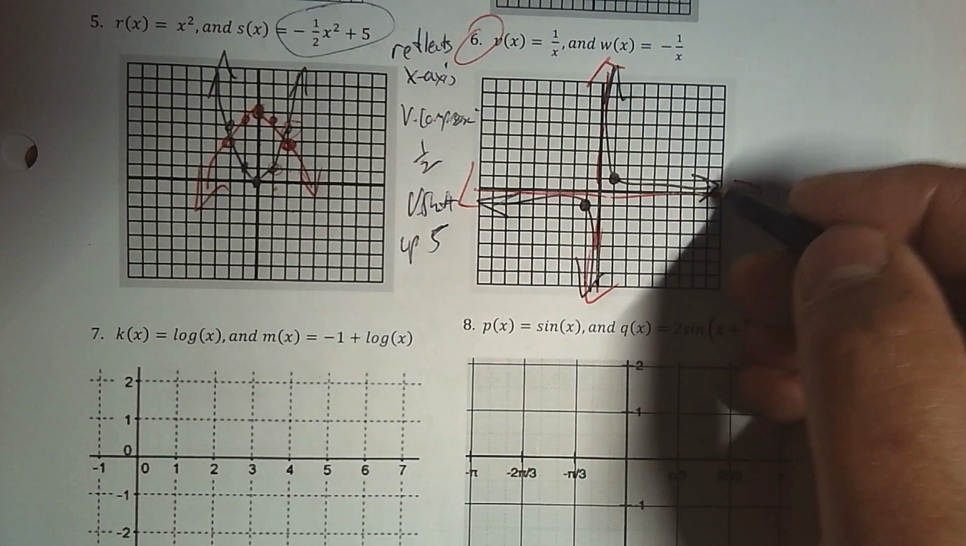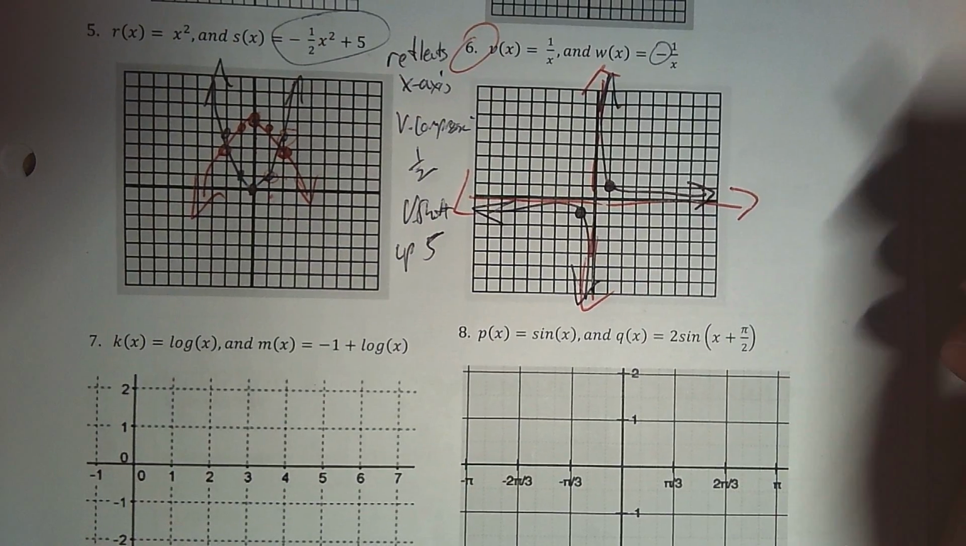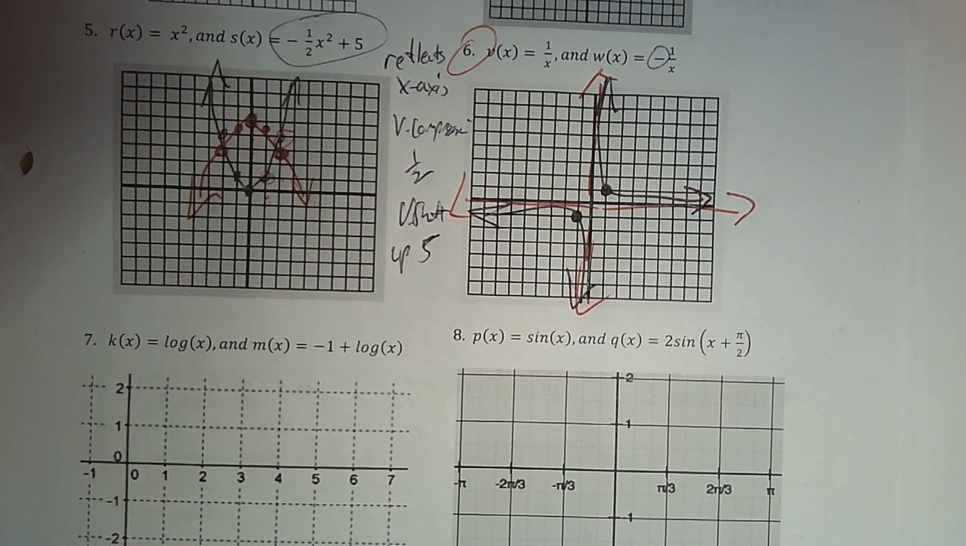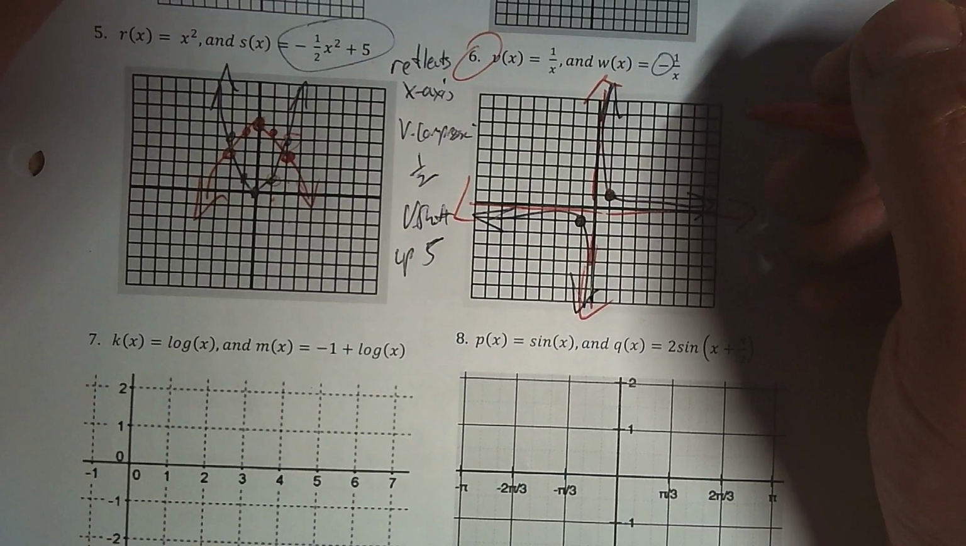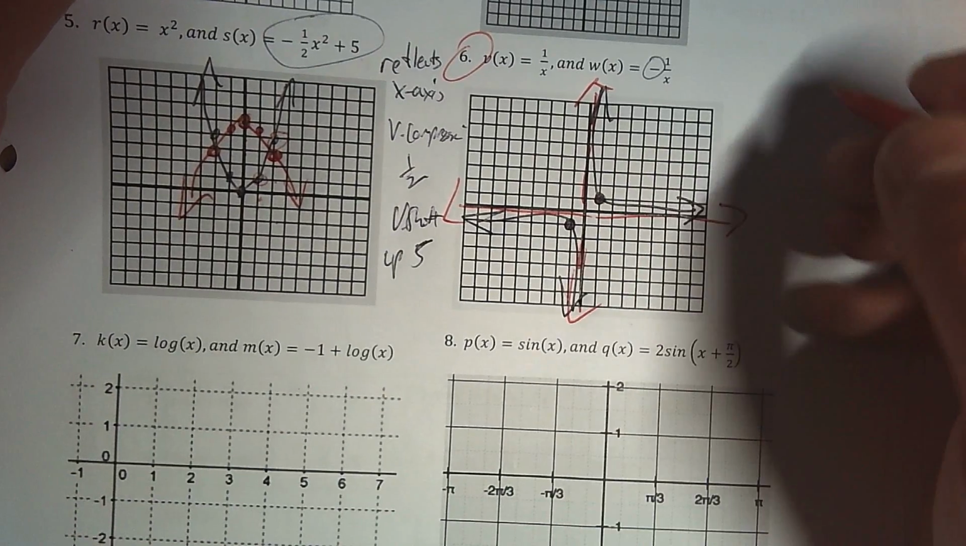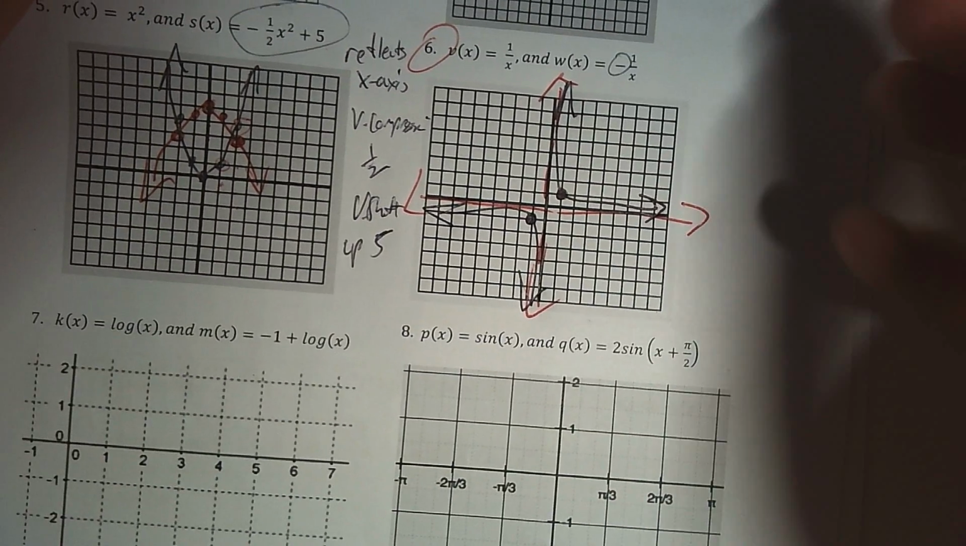Now, what happens with the negative? What does that do to the graph? Well, it takes my (1, 1), and it's the y-coordinate that changes. So it's a reflection across the y-axis.